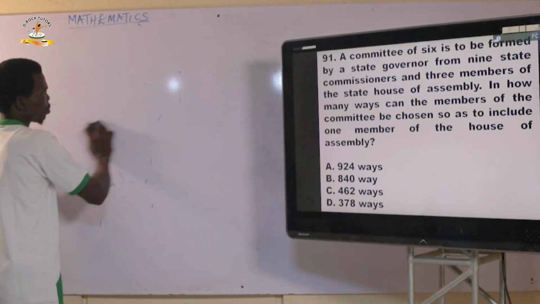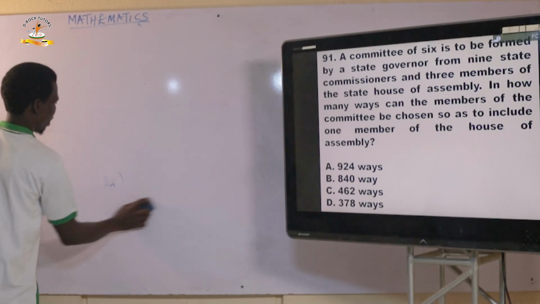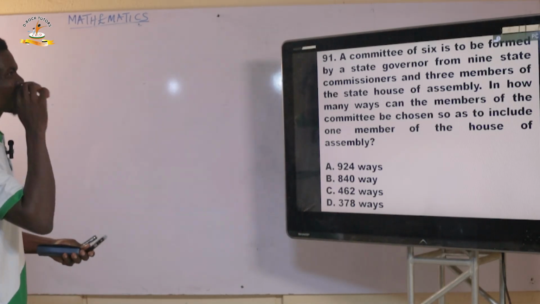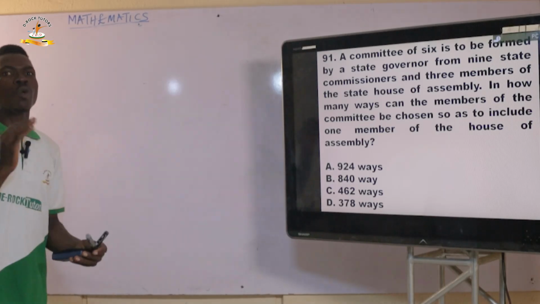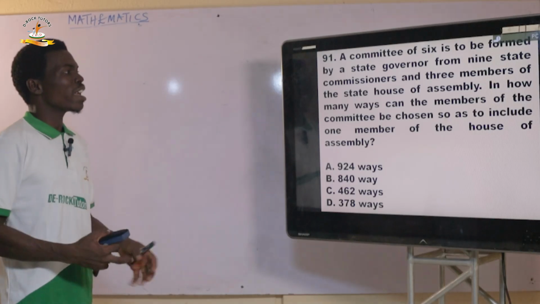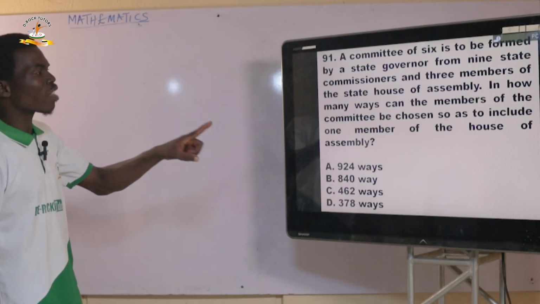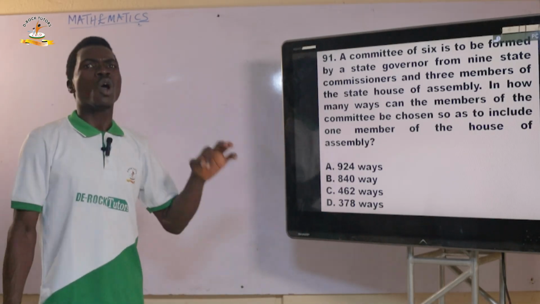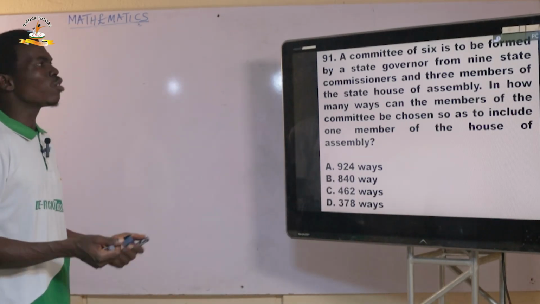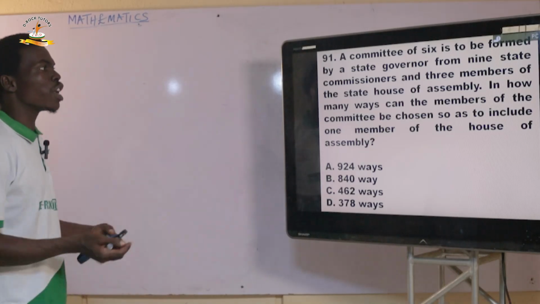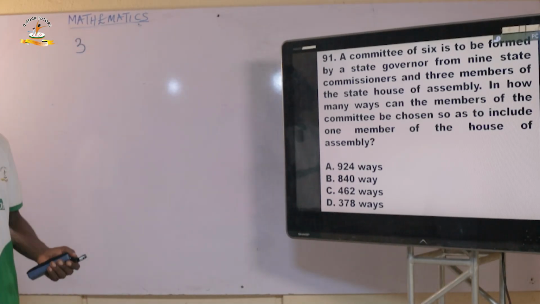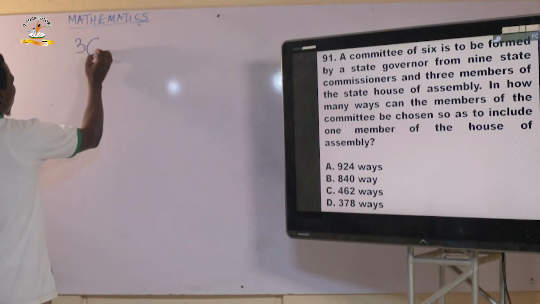To choose from both conditions. The first condition is we have to choose 6 people. Mind you, we only have to choose 6 people. And there is a stricter condition, as to include 1 member of the House of Assembly. So we are only choosing 1 from the House. How many House of Assembly members can we choose from? Out of 3 of them. So 3 House of Assembly members are available, and we have to choose 1. So you say 3 combination 1.